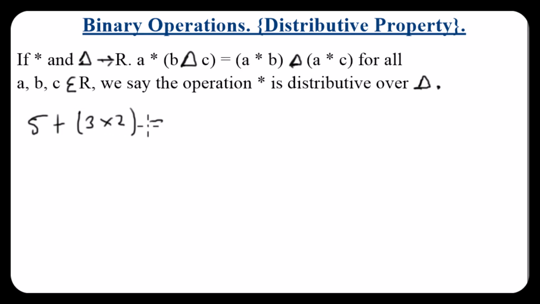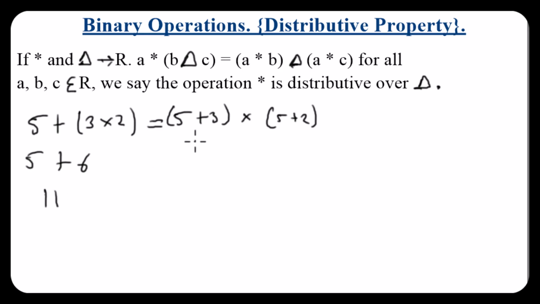Now, for this to be distributive, then 5 plus 3, in brackets, times 5 plus 2. So these two must be equal. That is, the expression on the left hand side must be equal to the expression on the right hand side. Let's try and see whether this gives us the same thing. Of course, we start with the one in the brackets, the expression on the left hand side. So we have 5 plus 3 times 2, which is 6. So 5 plus 6 gives us 11.